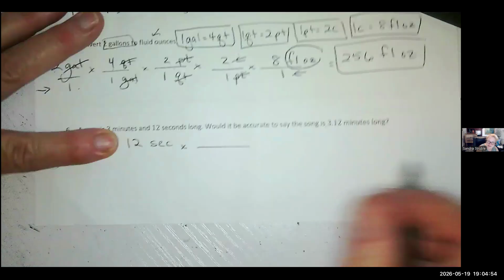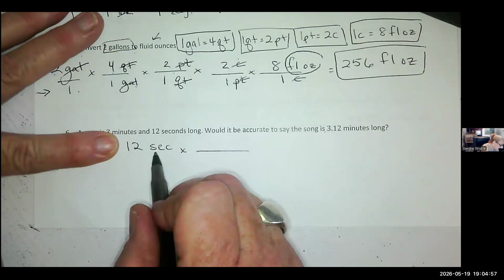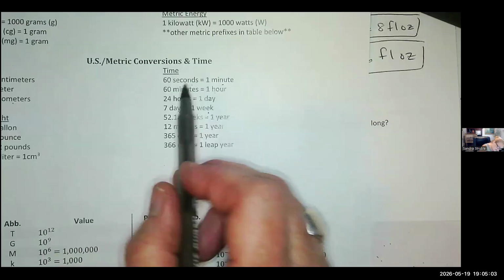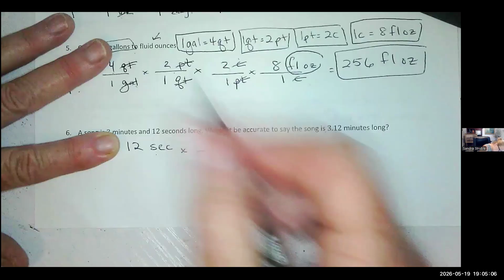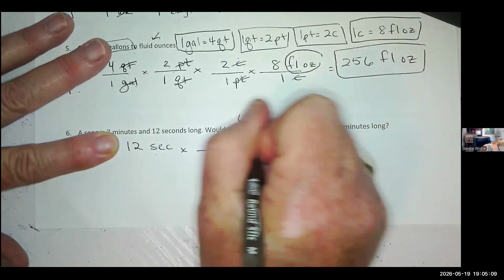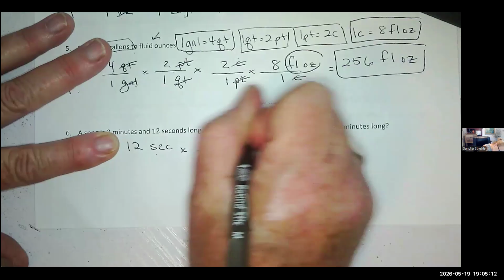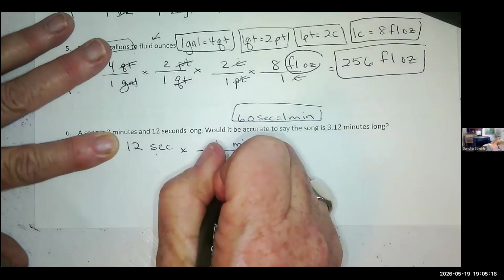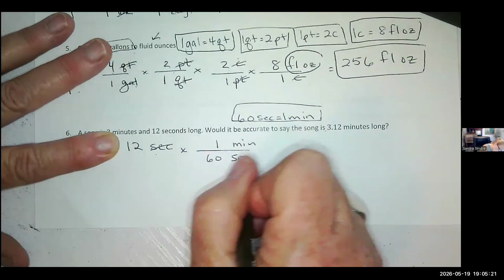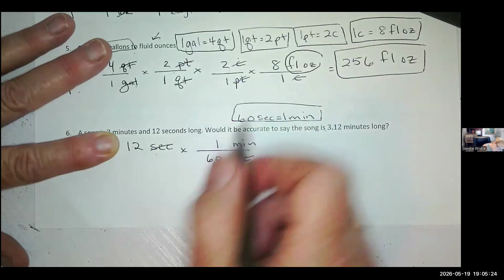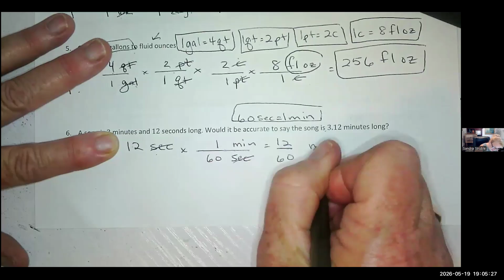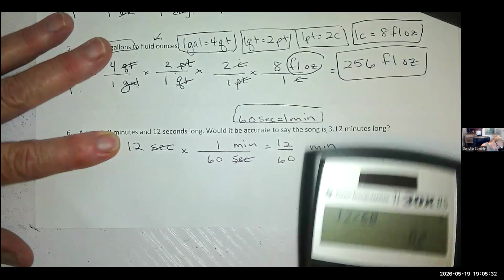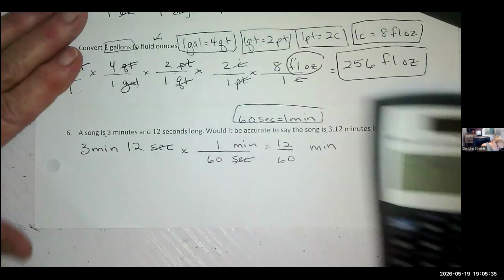I need to convert this to minutes. So I'm going to look at my conversion part in my time. There are 60 seconds in 1 minute. I need to get rid of my seconds. I'm going to write that 60 seconds is 1 minute. There's my conversion. And I'm going to put minutes up top. There's 60 seconds in 1 minute. Multiplying straight across, my seconds are gone. 12 times 1 is 12 over 60, and this is minutes. Now we just need to divide this. 12 divided by 60. Don't need to reduce, just divide. So that's 0.2. So this song is actually 3.2 minutes long.